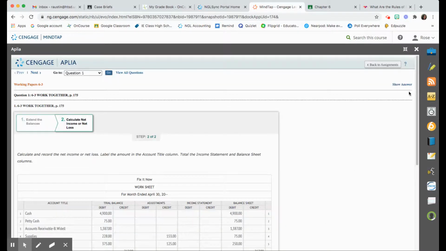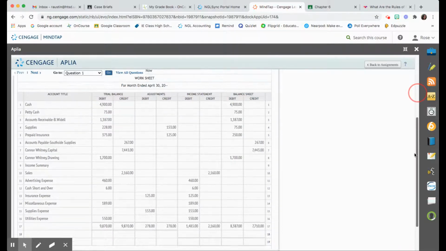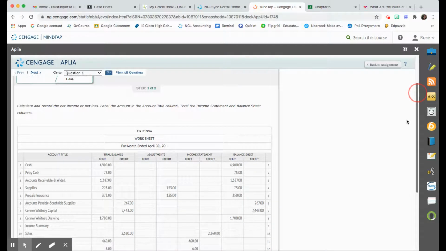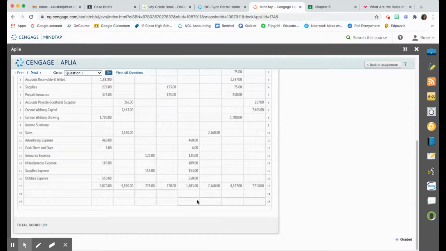And you're going to see everything we did is completed for us up here. All right, so now we're going to calculate the net income or the net loss. Okay, so it says to calculate and record net income or net loss. All right, so right here on line 18, you're going to type the words net income. How do you know to type that?